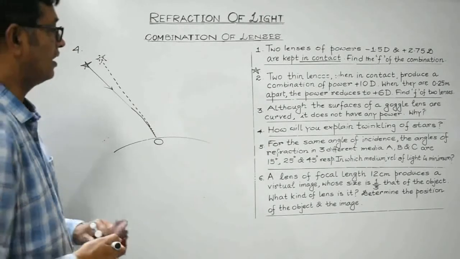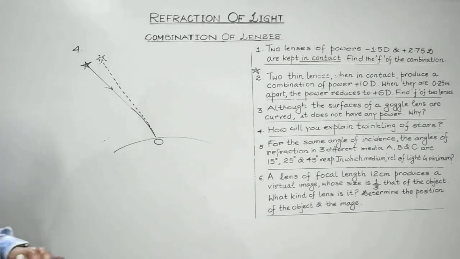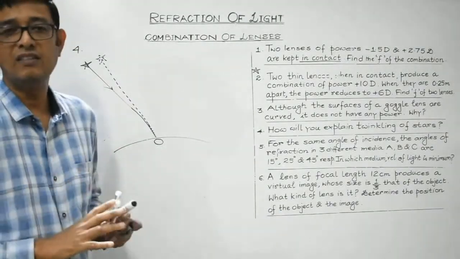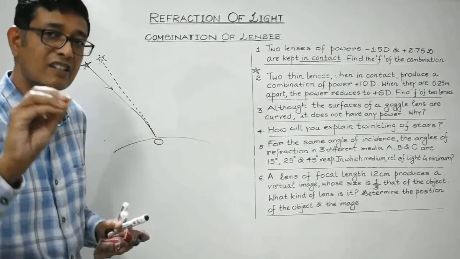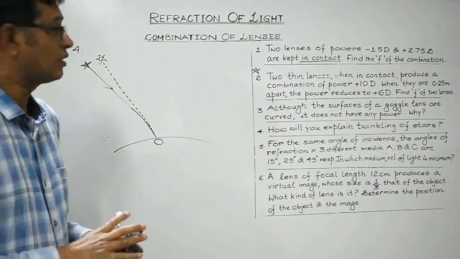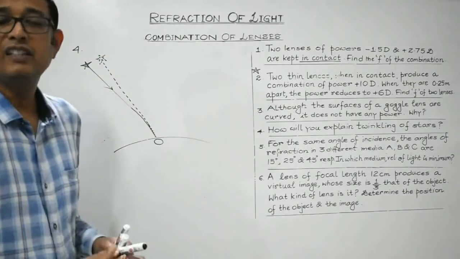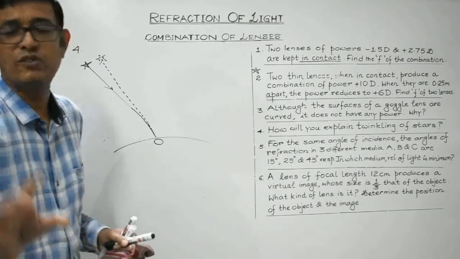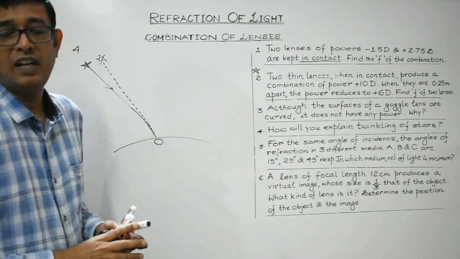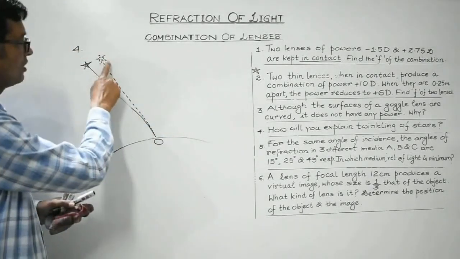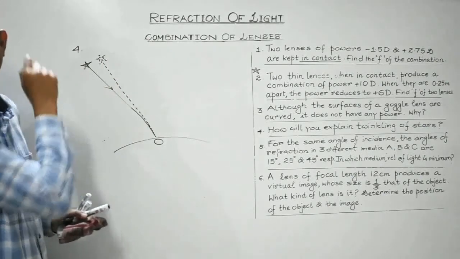Understood? So again, I must repeat it. Stars actually do not twinkle. It emits light continuously. But when the light from the distant star enters the Earth's surface, it undergoes continuous refraction. And due to this atmospheric refraction of light, the apparent position of the star is different from the actual position of the star.